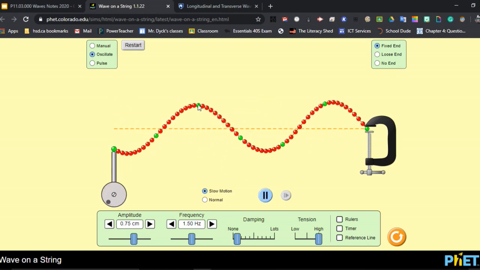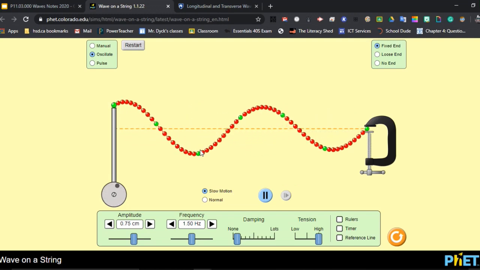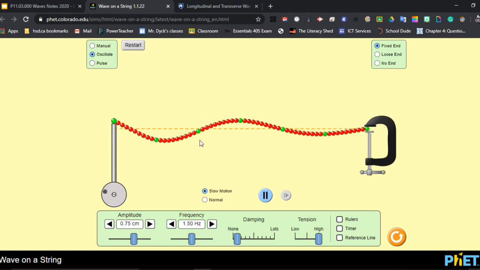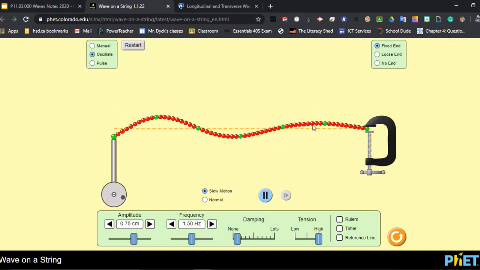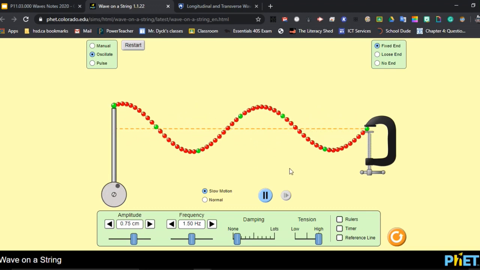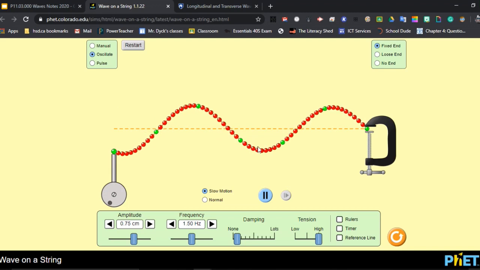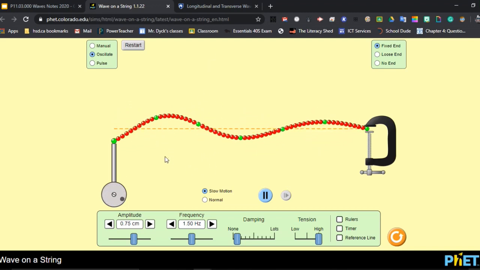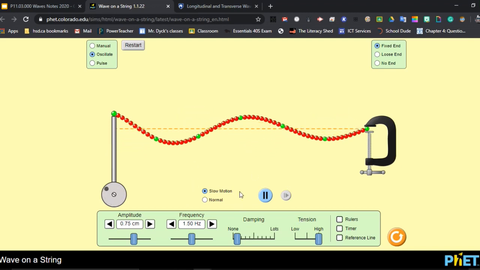So as you can see, if you're just taking a look at just one of the particles of matter within this spring, for example, all it's doing is going up and down, but it still appears that the wave is traveling. Here, it's just oscillating up and down, and we'll be talking a little bit more about some of these other pieces of the wave in just a bit.